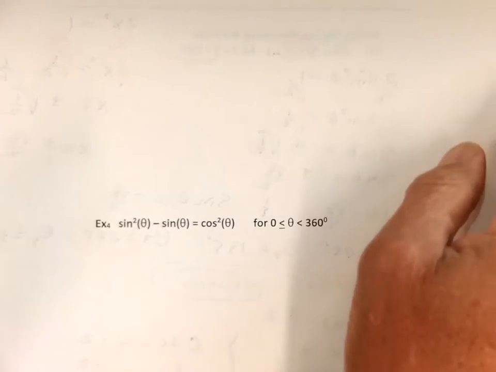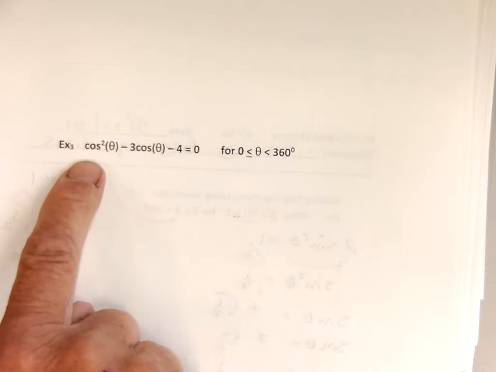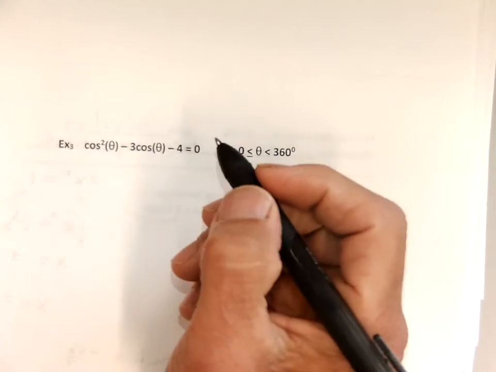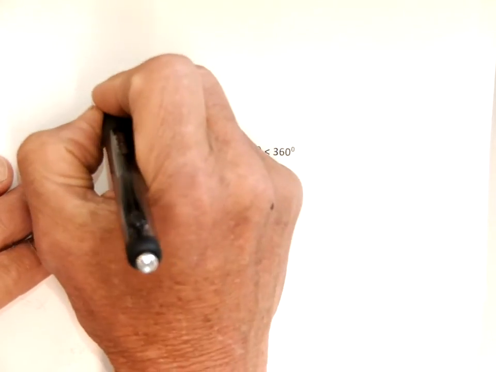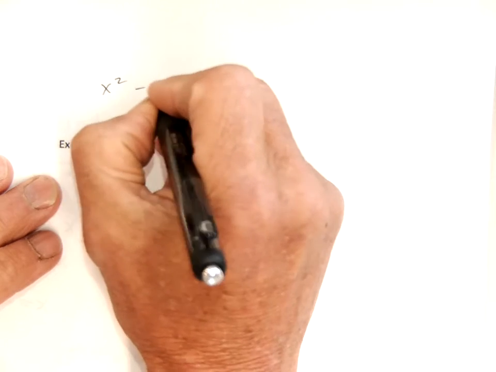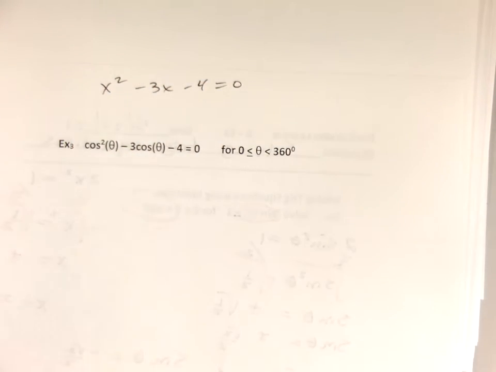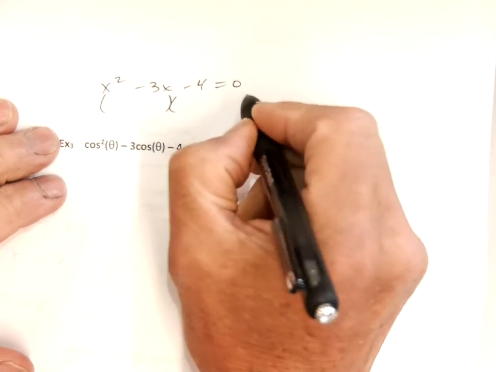All right, now this one's different. We got a cosine squared, cosine, and a number. So what I'm going to do is a little bit of algebra. If I said what's x squared minus 3x minus 4 equals 0, and we're in pre-calc now, so if you can't factor, bummer for you, right? But you know how to factor this. Of course you do. What is this if I factor this?